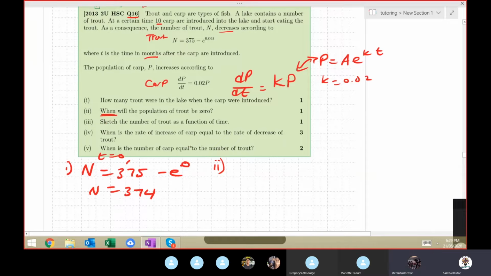If I come up to you and I ask you, when do you want me there? What would your answer be? In terms of time. So if it's asking when will the population of trout be 0, you're trying to find T, time. So what does N equal to?